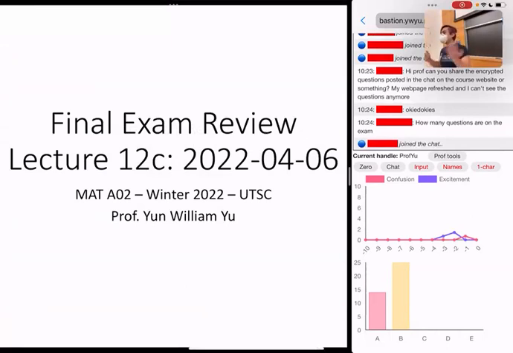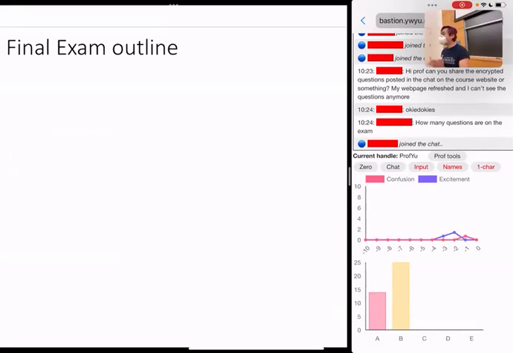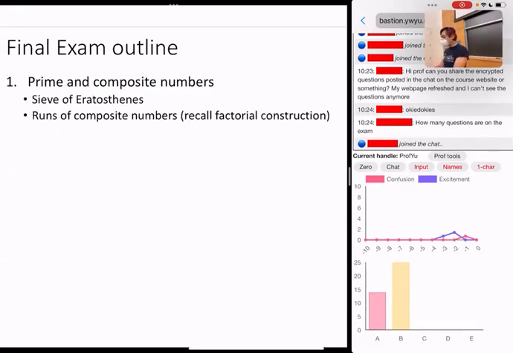Okay, so exam review. Obviously, we just finished learning all the material that we're going to learn in this class. So let's go through and do a really quick overview of all the things that you can expect to see on your exam. The first thing that you should expect to see is prime and composite numbers.